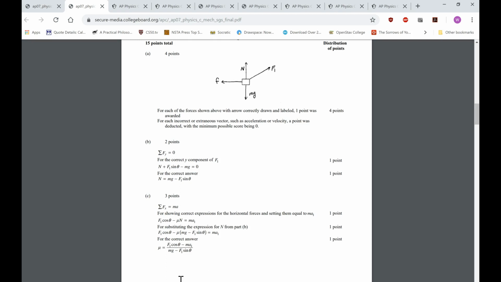Notice how the mu here is the thing we want, so you need to move the F1 cosine theta over, but it's a negative mu, so we need to multiply by a negative 1 on both sides. So even though I would have ma minus F1 cosine theta, when I multiply by negative 1 on both sides, it's going to flip from ma minus F1 cosine theta to F1 cosine theta minus ma, and then we divide by this piece here to get our final answer. And so that then makes our 9th point.